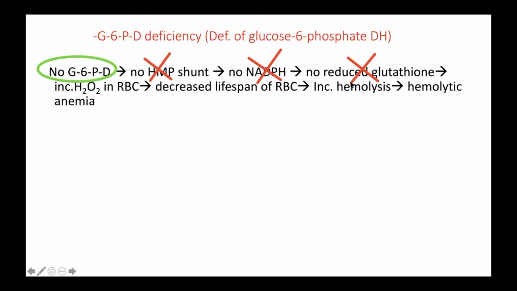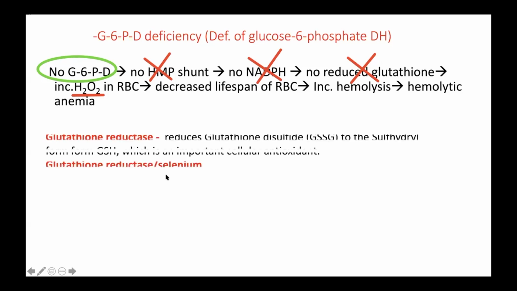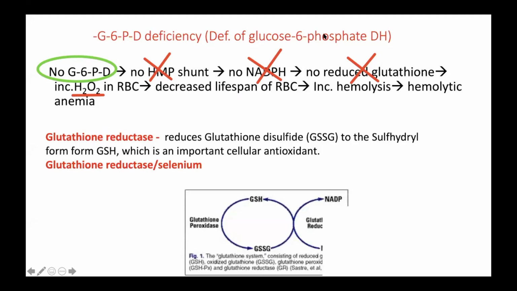Is that clear? If there is no reduced glutathione, there's going to be accumulation of hydrogen peroxide in the RBC. Therefore, the lifespan of the RBC will be decreased. So it's less than 120 days now. There's going to be increased hemolysis. And this will explain the hemolytic anemia in patients with glucose 6 phosphate dehydrogenase deficiency. Okay, so we mentioned the glutathione reductase earlier. So I want everyone to memorize that.